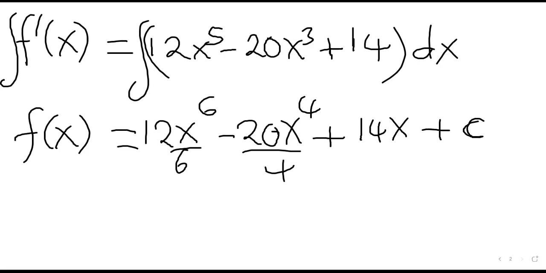So let's go back to the question. We are asked to determine f of x given that the second derivative is equal to this, f of -1 is equal to 14 and f prime is equal to 6. So now we are here. f of -1 is equal to 14. So when x is -1, the value of the entire function, the value of y, is equal to 14. So let's find the value of c.